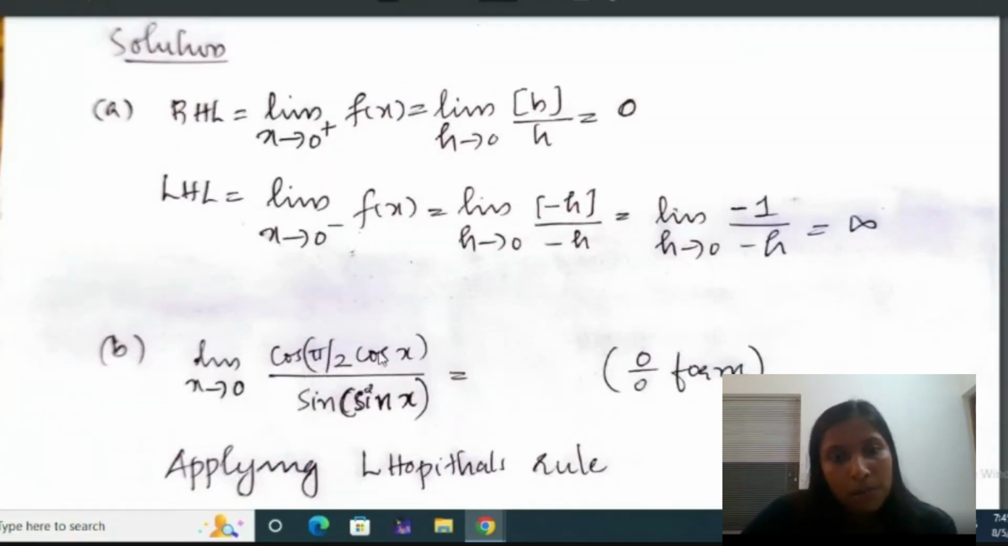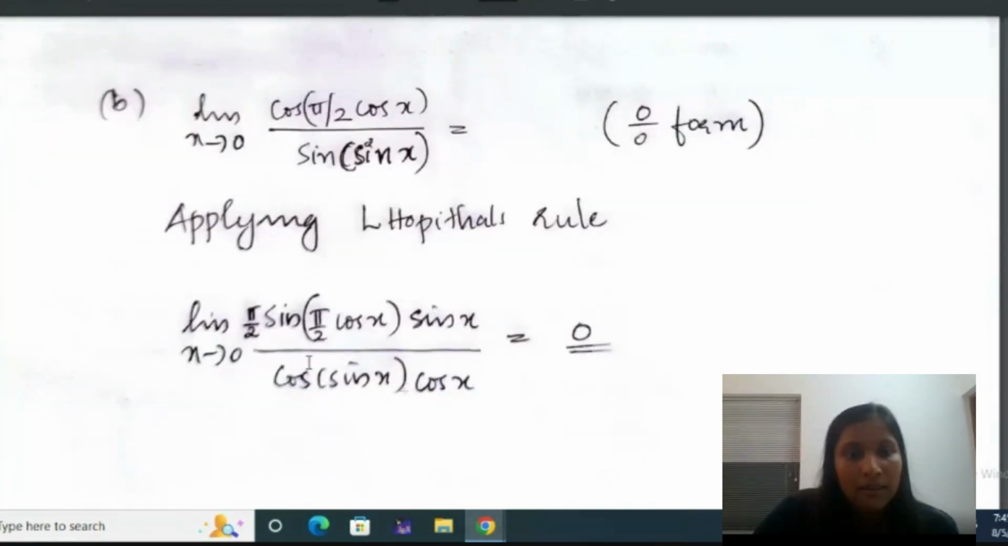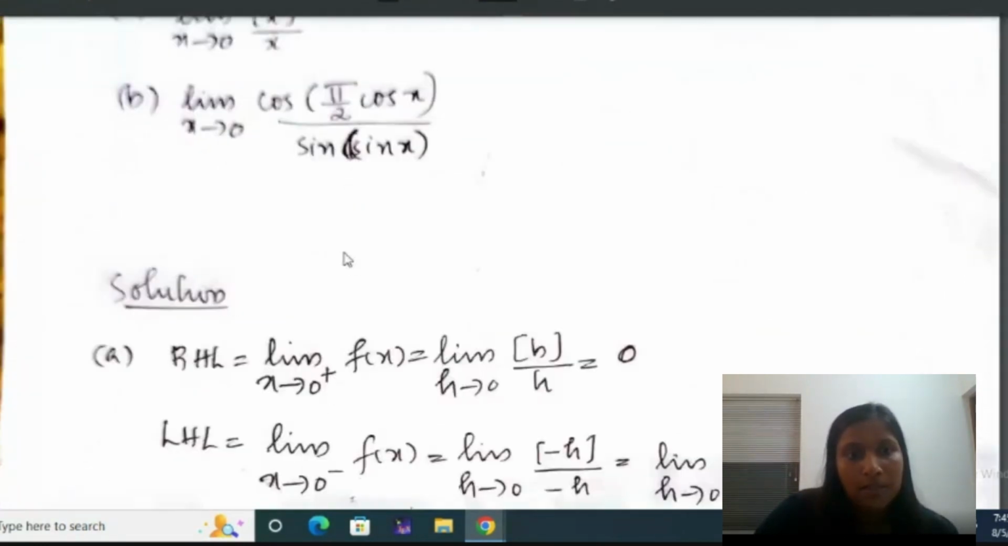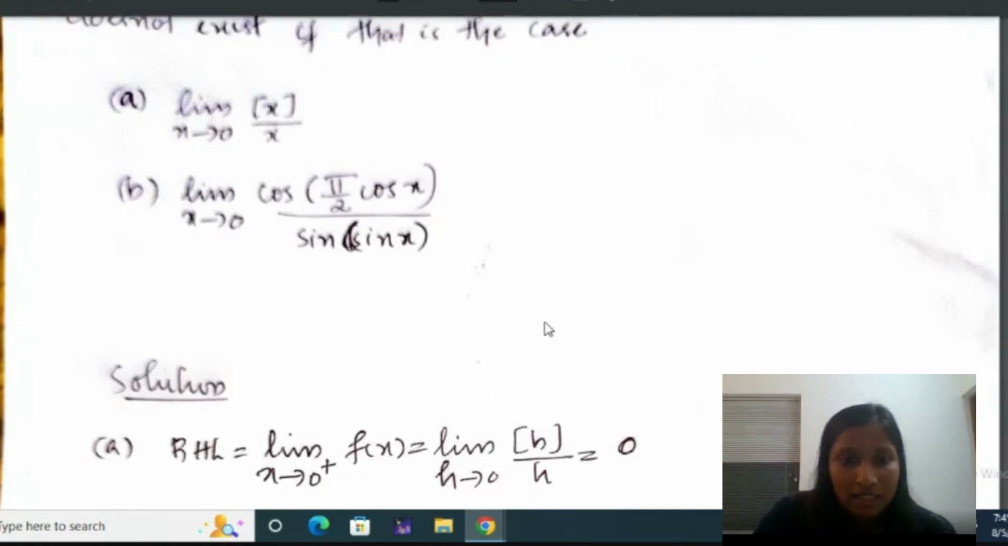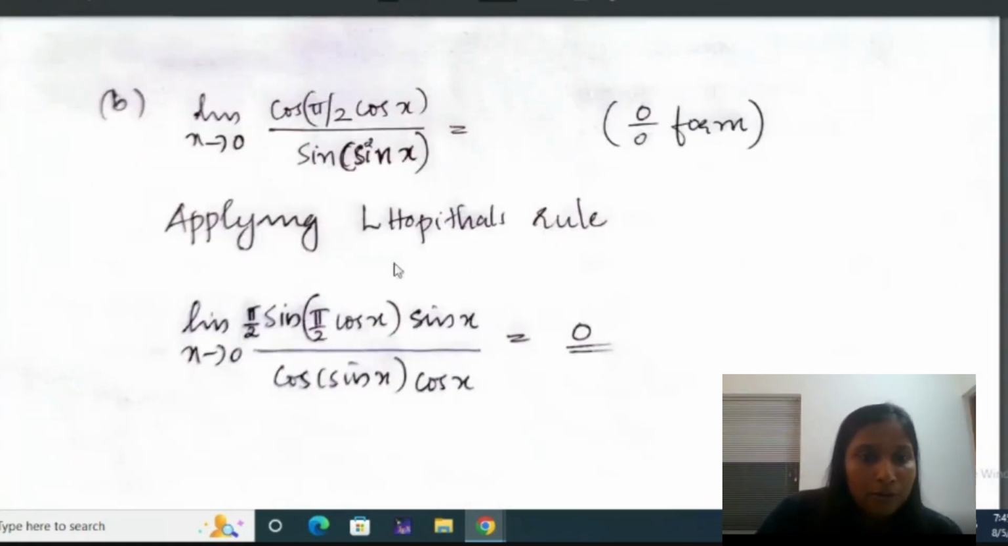So the function is cos of pi by 2 cos x by sine of sine x. Putting zero in it separately, it will be in a zero by zero form. So applying L'Hopital's rule, taking the derivative separately for numerator and denominator, we will get the function like this. Then applying the limit, you will get the answer as zero. Okay. So for the first function, the limit does not exist. For the second function, the limit exists and it will be zero. So I think it's clear for all of you.